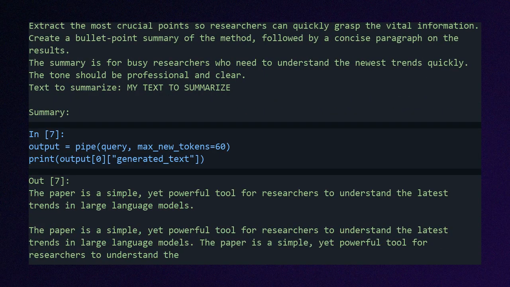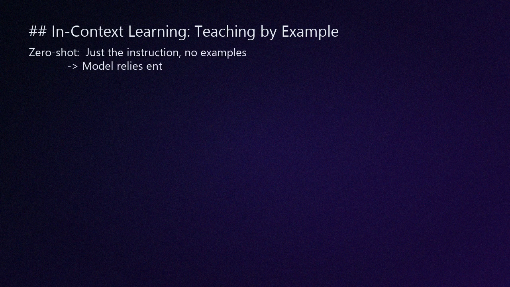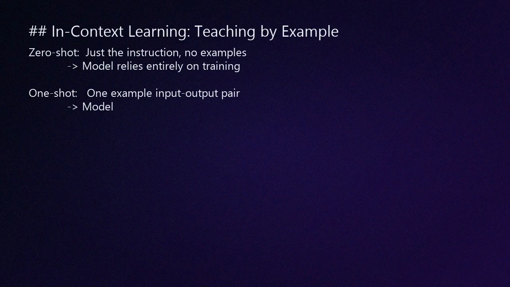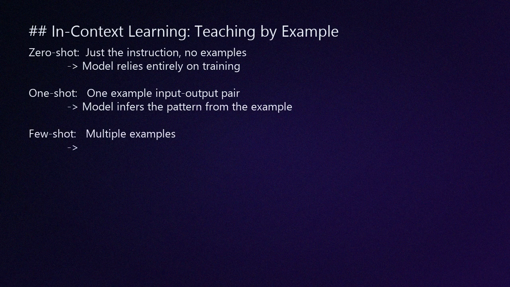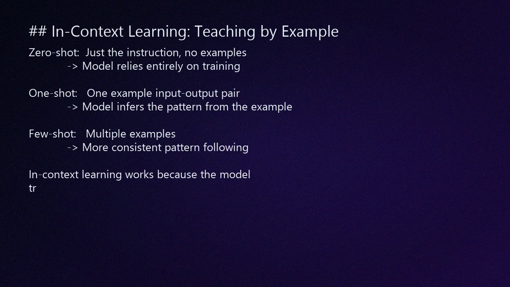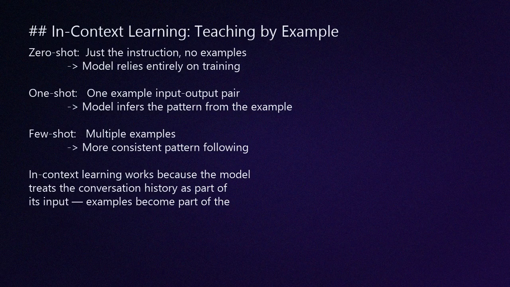So, we have seen how to structure a prompt with components. But there is another powerful technique that goes beyond instructions, giving the model examples of exactly what you want. This is called in-context learning, and it is one of the most reliable ways to shape model behavior without any fine-tuning. The idea is simple. Include one or more example input-output pairs directly in the conversation history before your actual request. The model reads those examples as part of the context and infers the pattern you want it to follow.